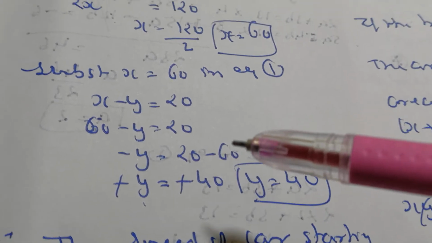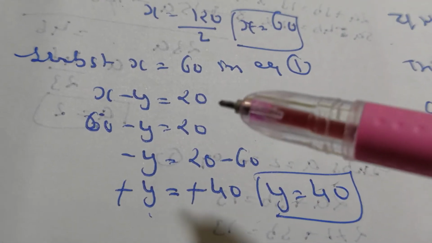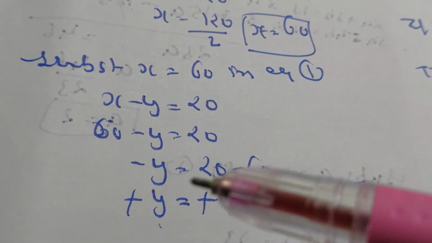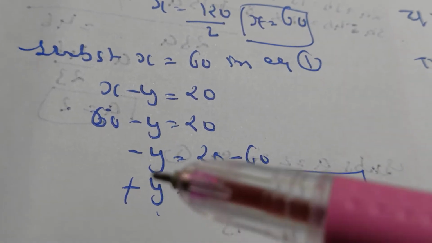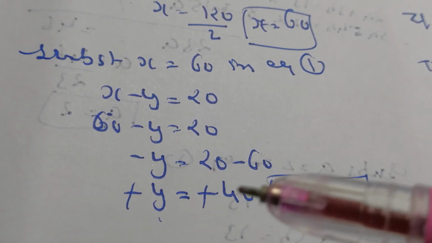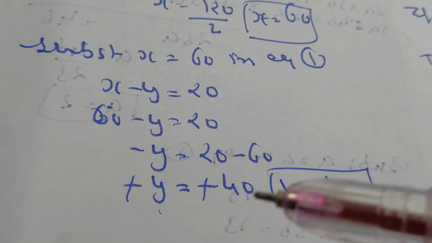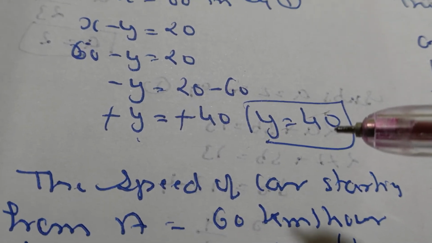Now substituting x is equal to 60 in equation 1, that is x minus y is equal to 20. 60 minus y is equal to 20. So minus y is equal to 20 minus 60, that is minus 40. Minus minus get cancelled. So y is equal to 40.